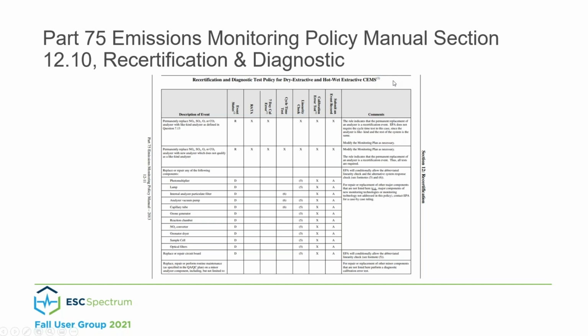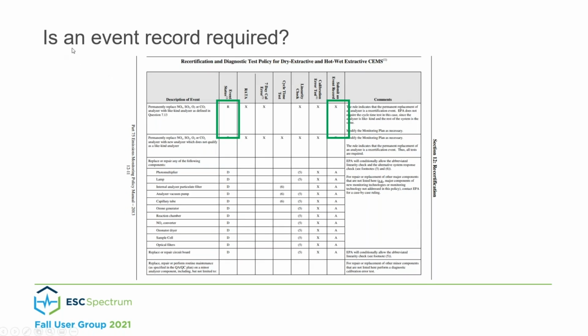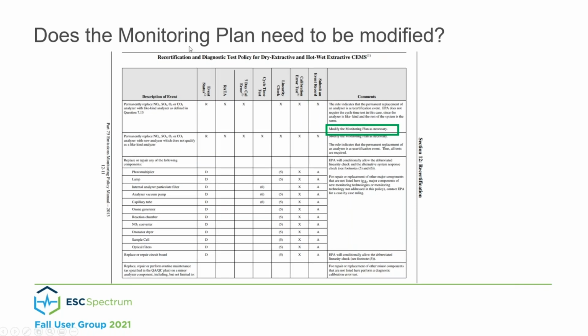This is me going through how to navigate the table. So what QA tests need to be performed? If you're replacing a NOx or O2 analyzer, and today I'm going to be walking through an O2 analyzer, you'll see that you need to do a RADA, 7-day calibration error test, linearity, and calibration error test, or probationary cal, which is what I'll be referring to it as. And you will need to submit an event record. Is an event record required? Here's where you will see yes or no. And does the monitoring plan need to be modified? Here in the comments, you see that the monitoring plan will need to be modified.